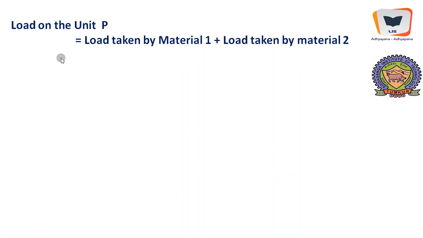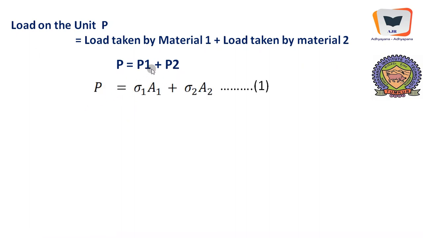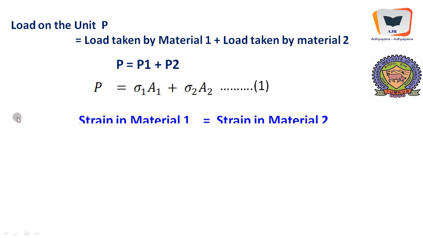And as far as the displacement is concerned, we will come to that. Load P is equal to load taken by material 1 plus load taken by material 2. Therefore, P equals P1 plus P2. So P1 can be written as sigma 1, the stress in material 1, into area of cross section A1, and P2 is stress in material 2 into area of cross section of material 2, A2. This forms the first equation.